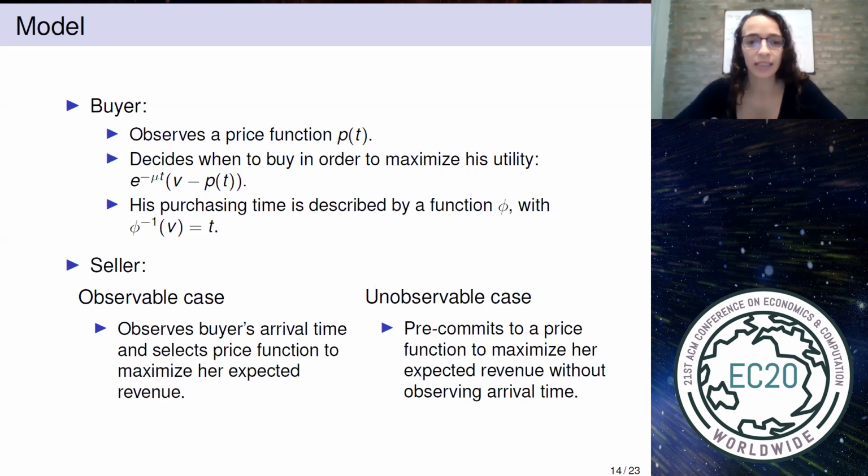On the seller side, the seller problem depends on whether we are under the observable case or the unobservable case. If we are in the observable case, the seller observes the buyer's arrival time and then selects a price function to maximize her expected revenue. On the other hand, in the unobservable case, the seller has not observed the arrival time, and then she pre-commits to a price function at the beginning of the selling horizon, maximizing her expected revenue.